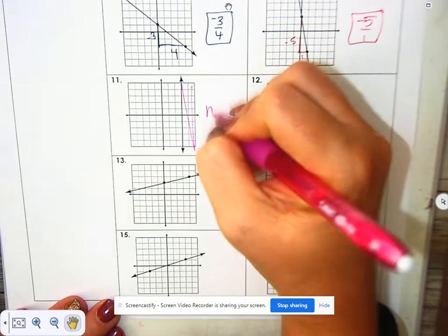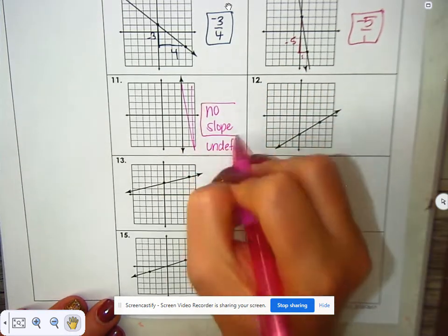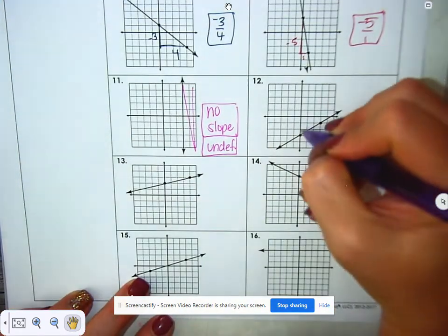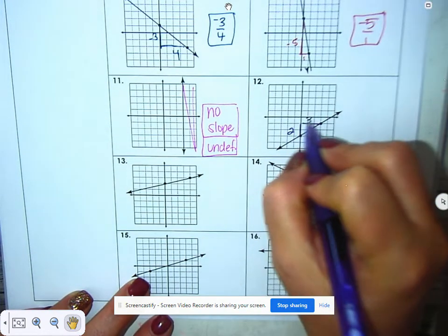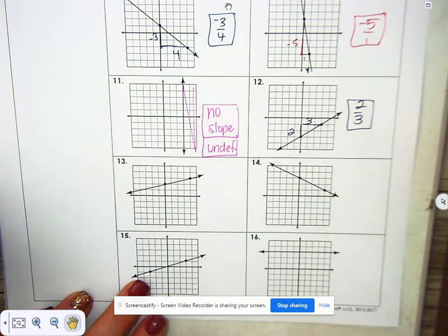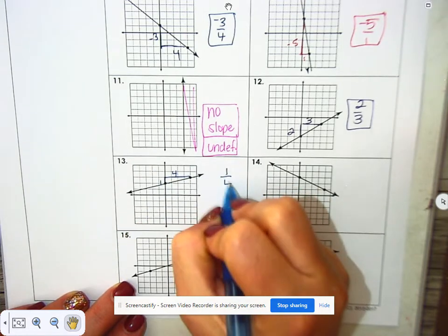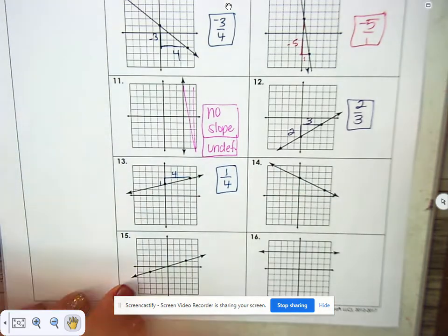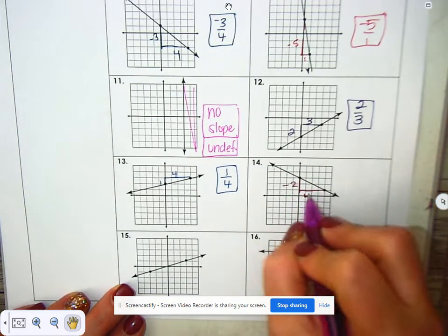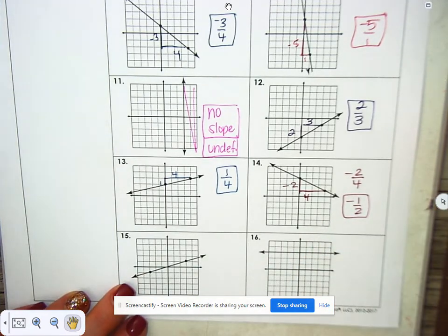All right, this is again a horizontal line, so that is no slope or undefined. Either one. Okay. Up 2/3 is 2/3. Up 1/4 is 1/4. Down 2/4 is negative 2/4, which is going to be negative 1/2.